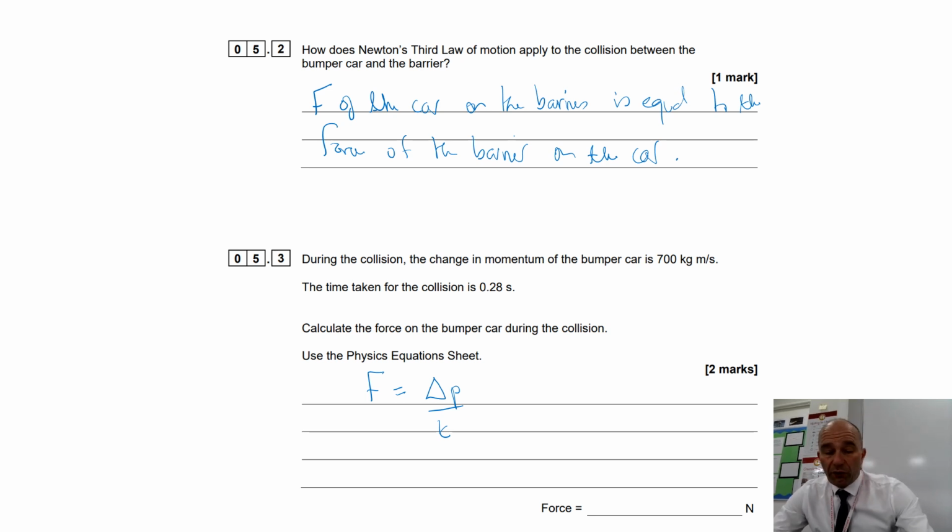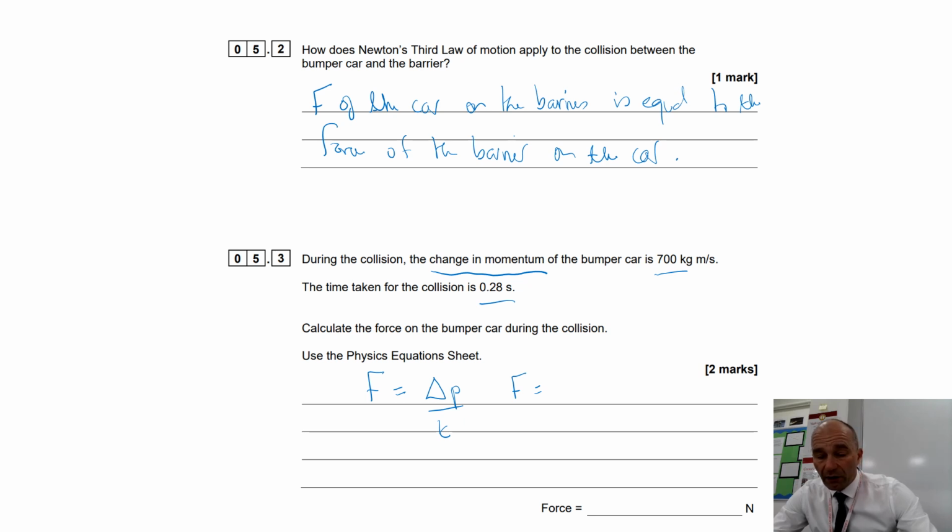We now need to substitute our numbers in. So we've got time of 0.28 seconds. We've got the change in momentum of 700. So in this case it's only worth 2 marks because we're just substituting numbers in and then multiplying, dividing through.